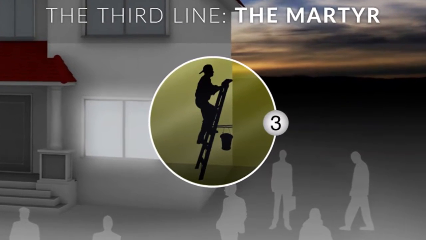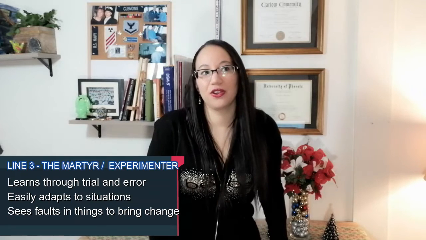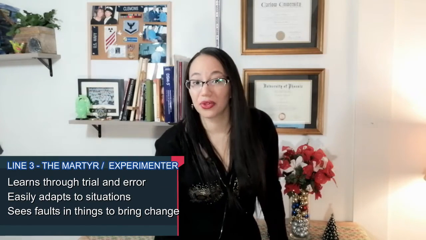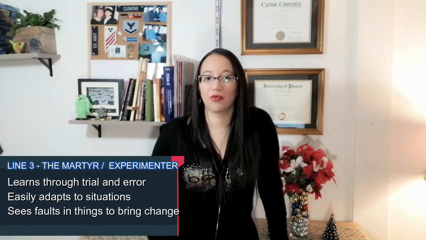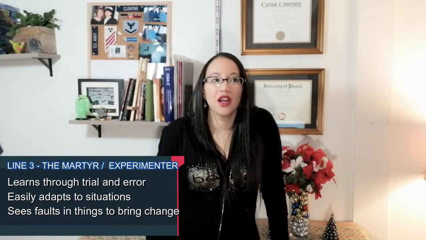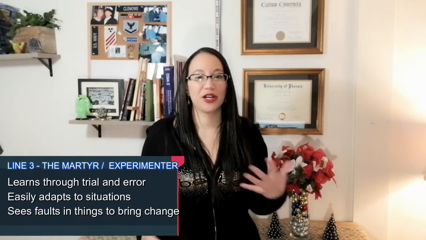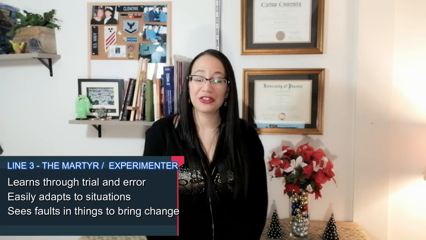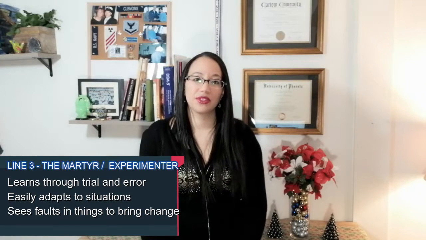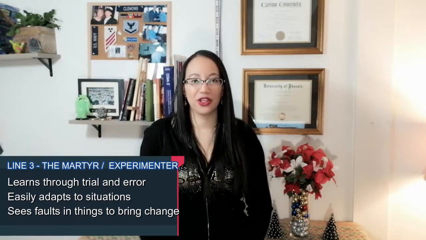Line 3 in the human design system is known as the line of the Martyr. And this can be a little bit confusing, because when you think of the 3rd line, it's not really anything about standing up for what you believe in and being willing to put your life on the line for it. Rather, the 3rd line is more of a line of adaptation or experimentation, because people with the 3rd line go through a lot of trial and error in their life. This is how they learn.